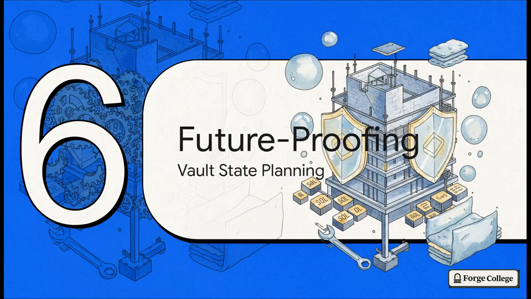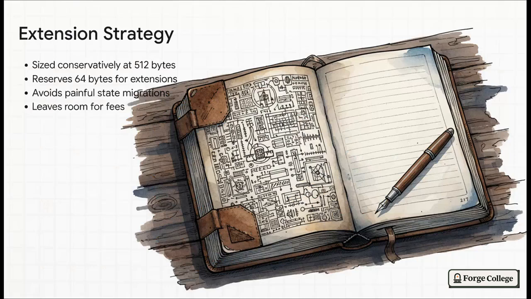All right, Section 6, future-proofing your vault state. Let's talk about padding our architectural blueprint so we don't have to demolish the whole building a year from now. Remember that 200-byte ledger we looked at earlier? We're actually going to purposefully oversize that account to 512 bytes when we initialize it. By allocating an extra 64 bytes or more as a reserved extension block, we give ourselves some much-needed breathing room. You can treat those extra bytes like blank pages in the back of a physical ledger. If you decide next year to add withdrawal fees or an emergency pause flag, you just write to those blank pages. Skip this step, and adding a single new parameter later will force you into a highly complex, terrifying state migration.